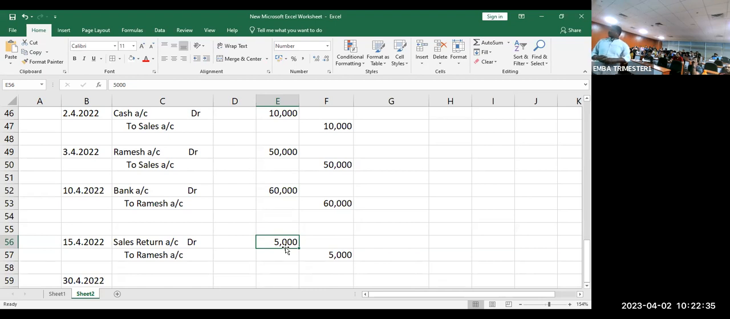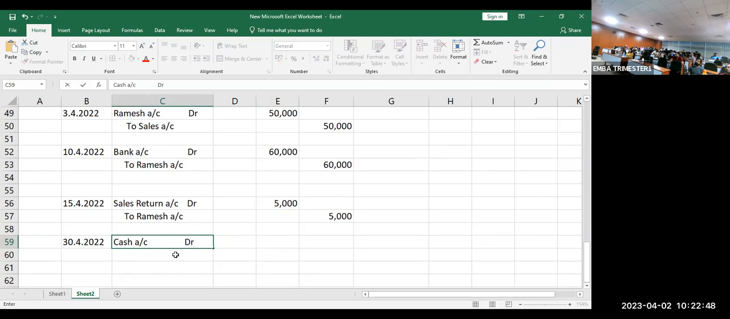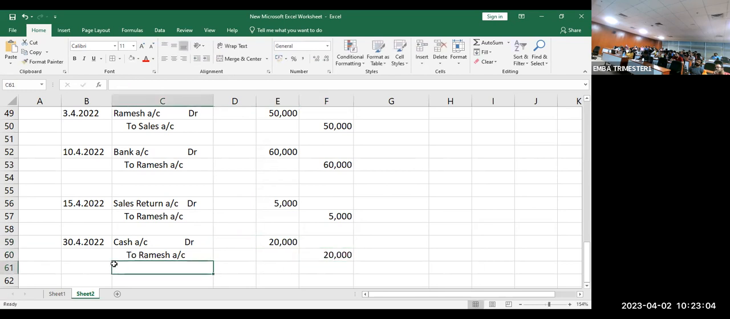Okay, right. So now 30th April he is giving you some more amount. He is giving you 20,000 rupees. He is giving cash. So cash account debit to Ramesh account, 20,000 rupees you are receiving from Ramesh on 30th April. So what is the entry? Cash account debit to Ramesh account, how much? 20,000 rupees.